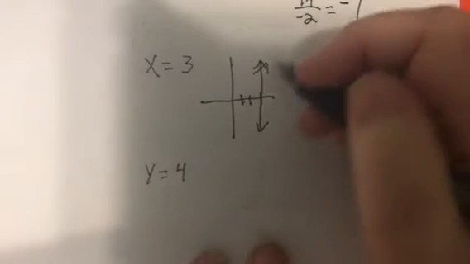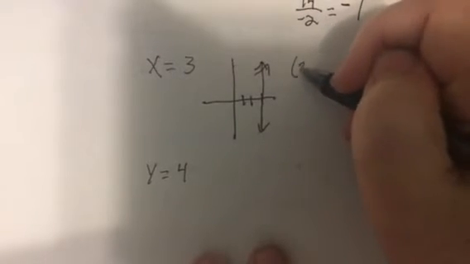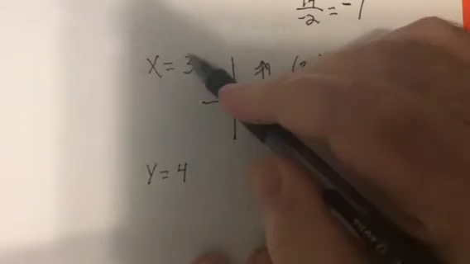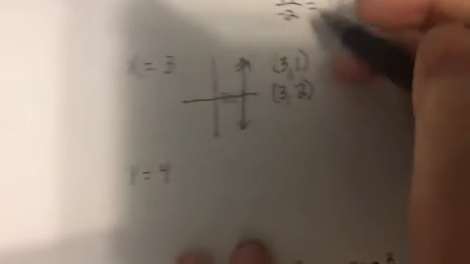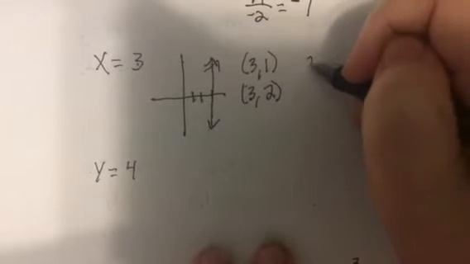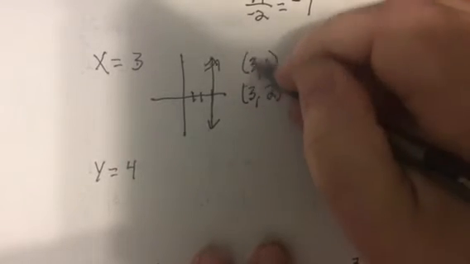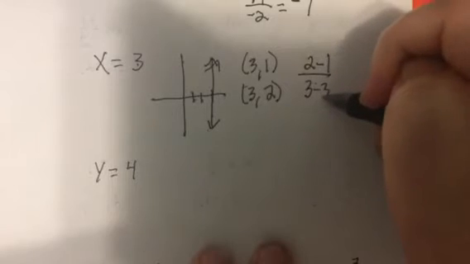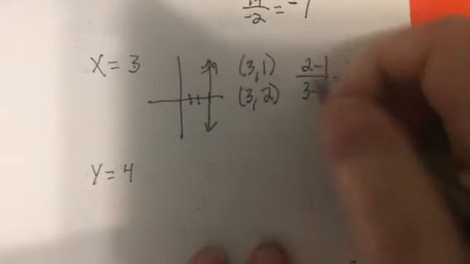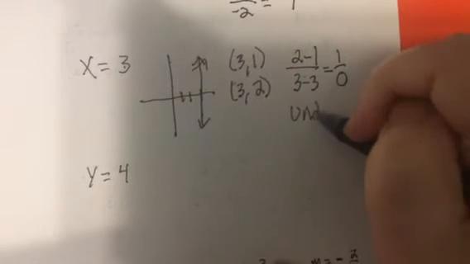Or let's look at it this way. Let's pick two ordered pairs, 3, 1 and 3, 2, because all that matters is x is 3. So we would go 2 minus 1 over 3 minus 3. Wait a minute, 0's on the bottom. It is. So therefore it's undefined.